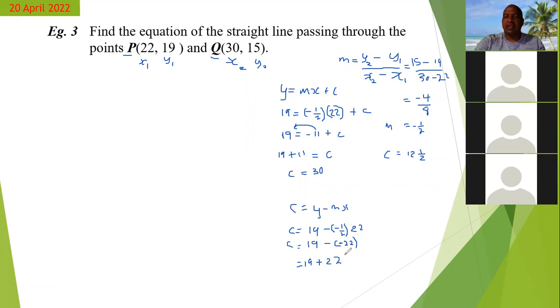Sorry, it wouldn't be 22. It should be 11. I remember I multiplied by a half, so it's supposed to be 11. Let me fix that. So this here should be 11. You following me, Mr. Lamar? Yes, sir. All right, so this negative a half of 22 is going to be negative 11. And so if you have a minus of minus 11, it becomes a positive 11. So C here still will give you 30.